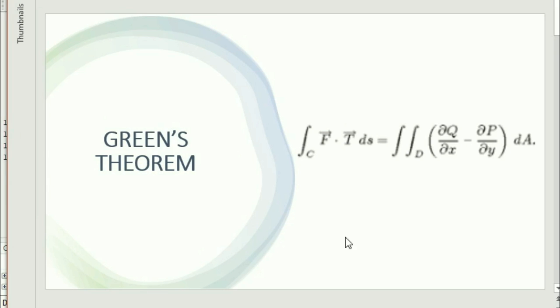Hi, I will explain Green's theorem and prove it using MATLAB software. This is the general equation from Green's theorem, which states that if D is a plane region with a boundary curve C directed counterclockwise, and F is a vector field with components P and Q differentiable throughout D, then this is the equation.